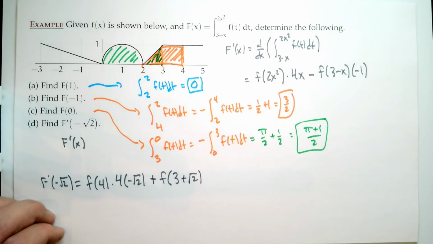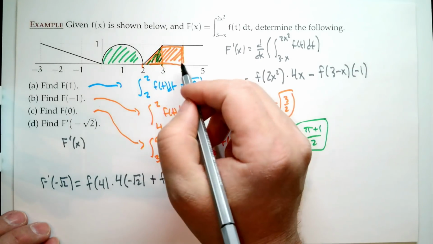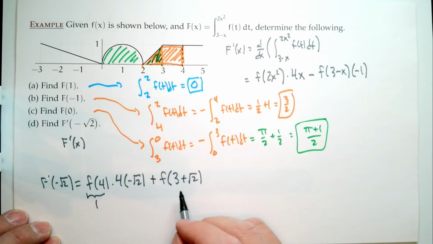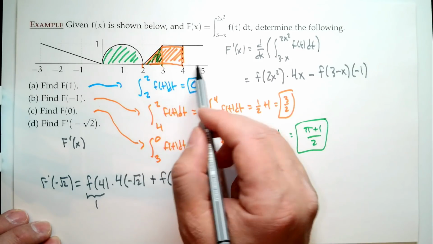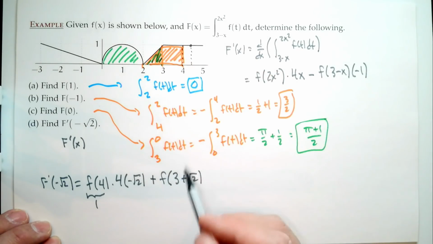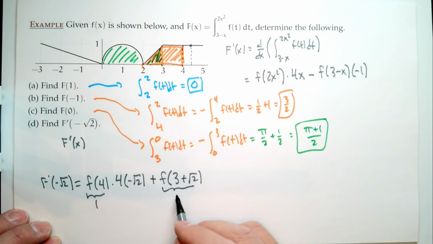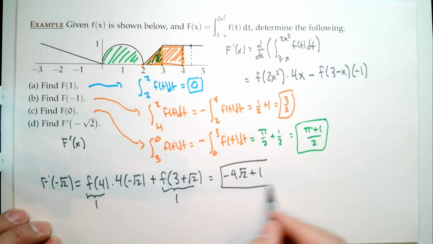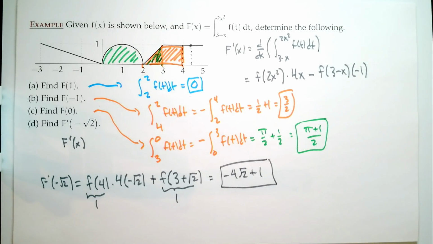So now we have to look at the picture and see if we can figure things out. So f of 4, well, that's easy. f of 4 is 1. Then we have 3 plus root 2. Well, root 2 is somewhere between 1 and 2, so this is somewhere between 4 and 5. It's about 4.4, but it doesn't really matter because all numbers between 4 and 5 are the same. This is also 1. So what does that mean? Well, that means we get minus 4 root 2 plus 1. And we're done.